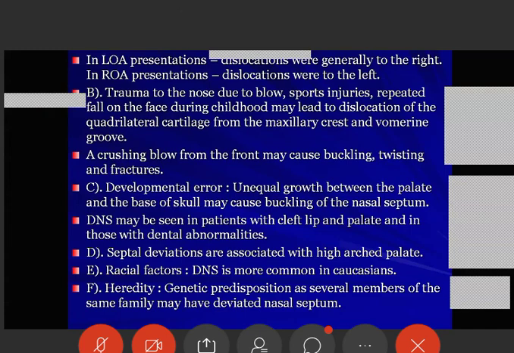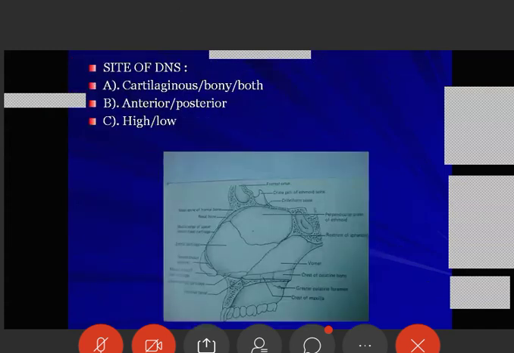The site of the DNS. Depending on where the septal deviation is, you can have cartilaginous, bony, or both. So the deviation can include both the cartilage and the bony part, or either the cartilage or the bony part. And the deviation may be anterior or posterior, and it may be a high or a low deviation. So depending upon the site, you may have so many types.